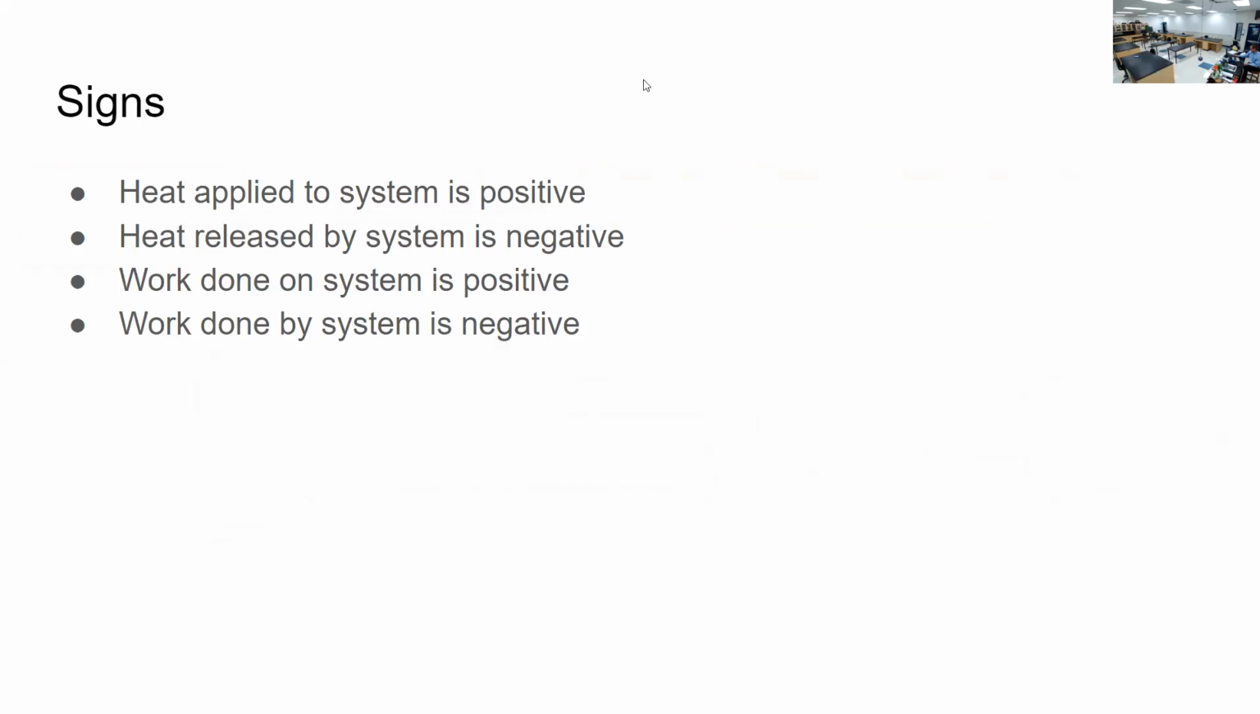So now we talk about some key sign conventions, at least in chemistry and thermodynamics. They change sometimes in different textbooks, but this is the most common convention. Heat applied to the system will be positive, whereas heat released by the system is negative. Similarly, work done on the system is positive, and work done by the system is negative. Those are some key sign conventions.